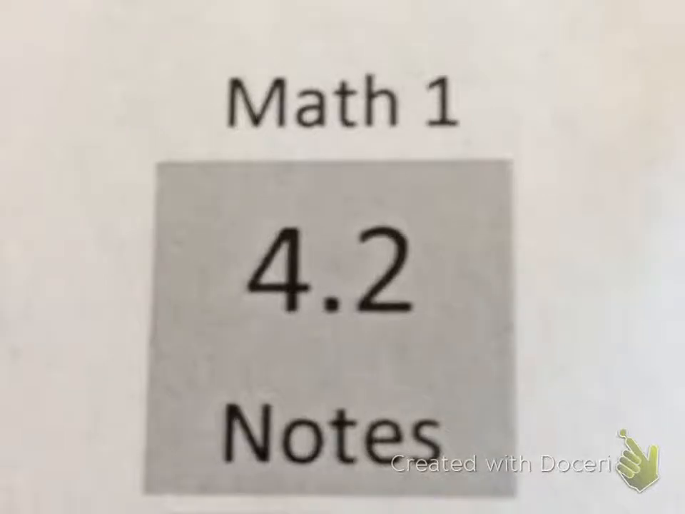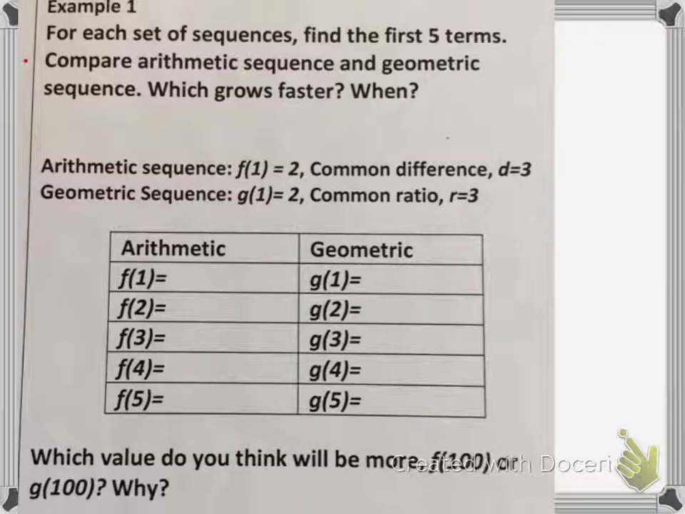This is Note Taking Guide 4.2 for Math 1. Today we're going to talk about how to decide if something is arithmetic or geometric. And we'll also create those arithmetic and geometric sequences or sets of numbers. So this first example says, for each sequence, find the first 5 terms. Compare the arithmetic sequence and the geometric sequence, which one grows faster and when.